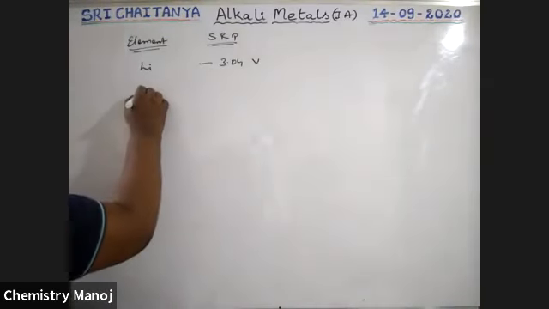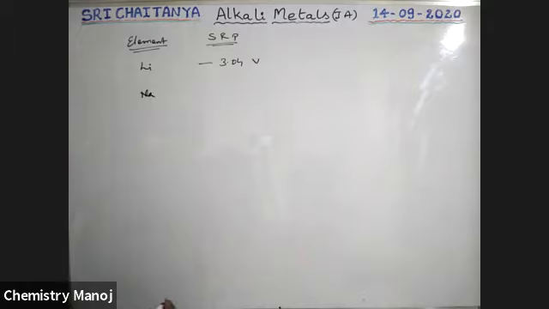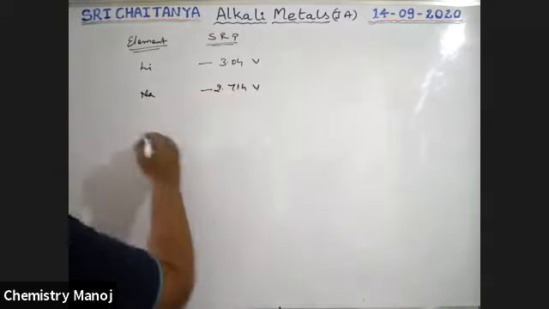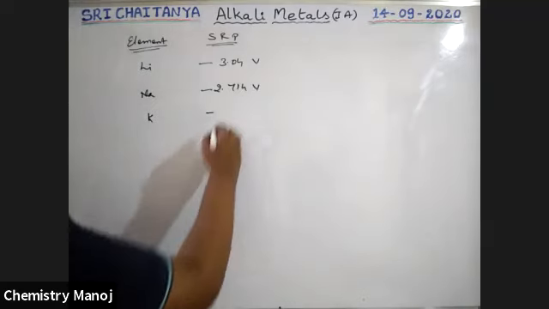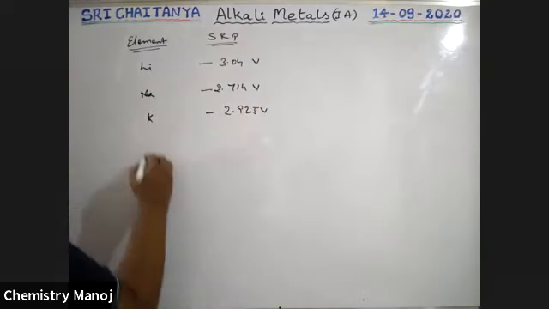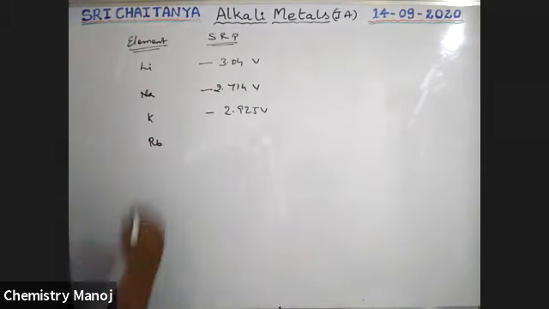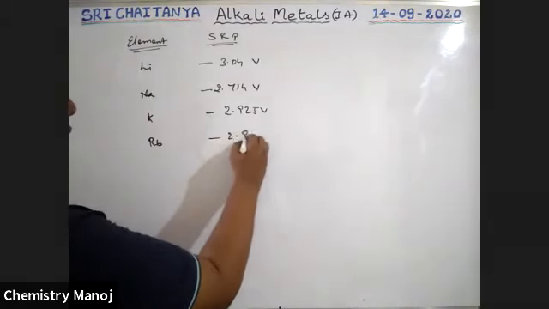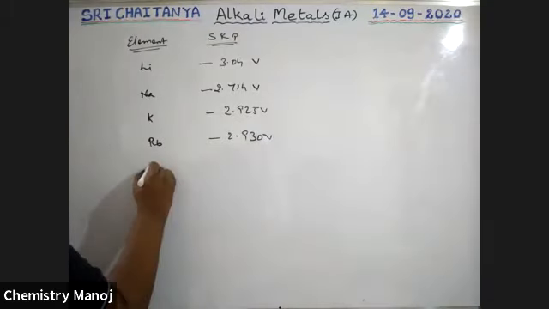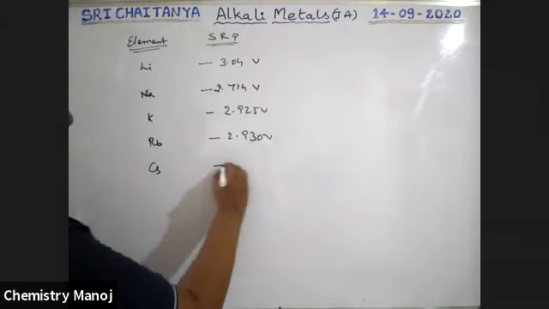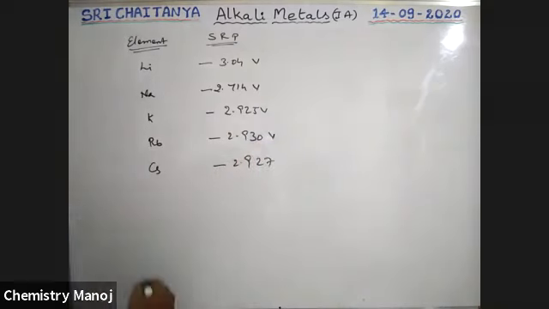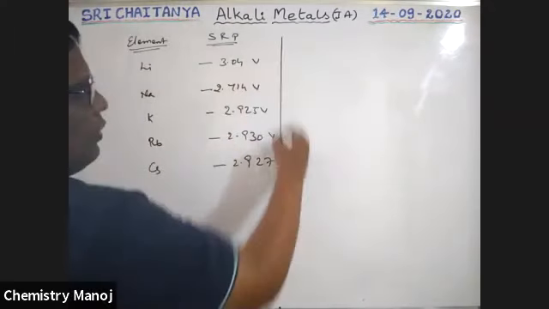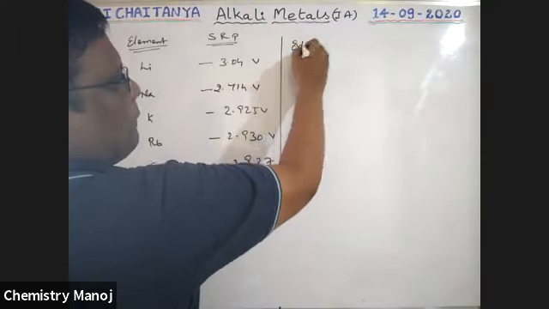Sodium has minus 2.714 volts. Potassium has minus 2.925 volts. Rubidium has minus 2.930 volts. Cesium has minus 2.927 volts. See, boys, the order of SRP.